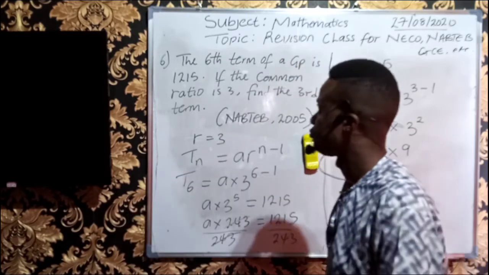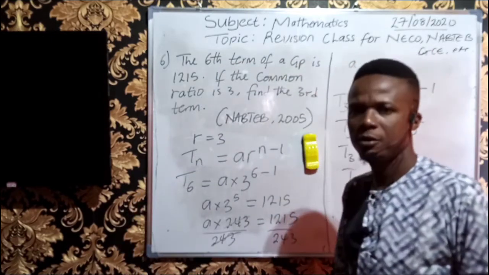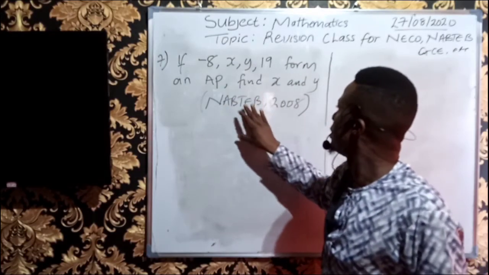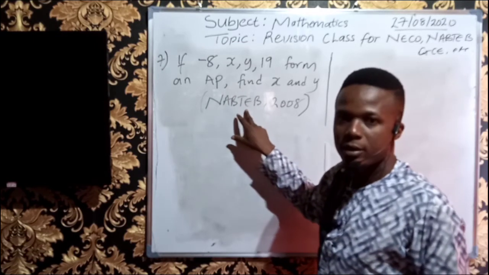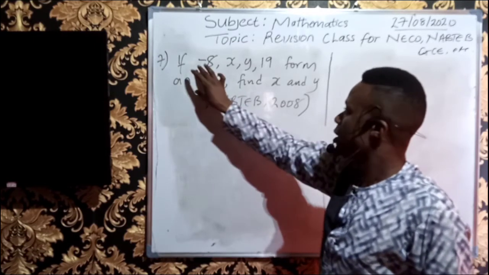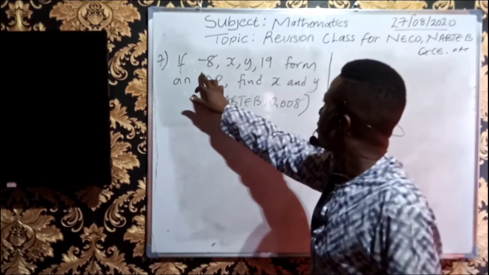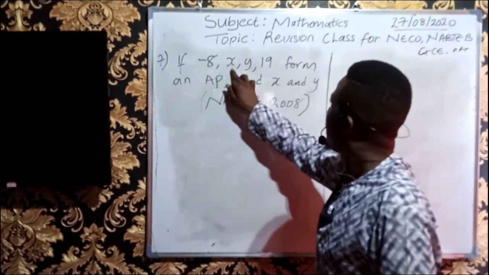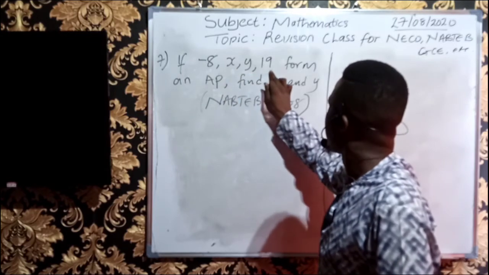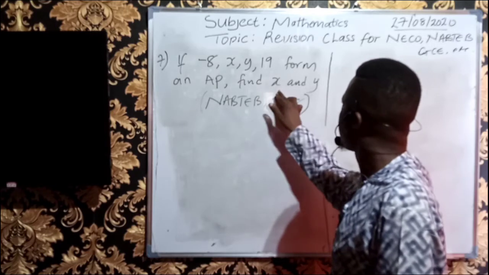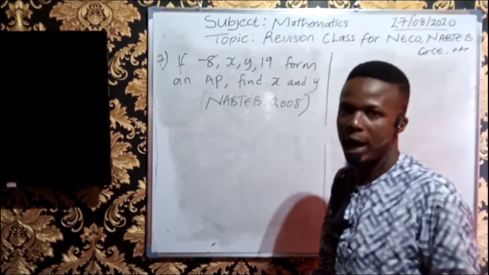All right, let's take one more question before we conclude. So finally, this is a question that came out in 2008 NABTEB, and it is under sequence, arithmetic progression. We are told that if minus 8, x, y, and 19 form an arithmetic progression, we should find the values of x and y.